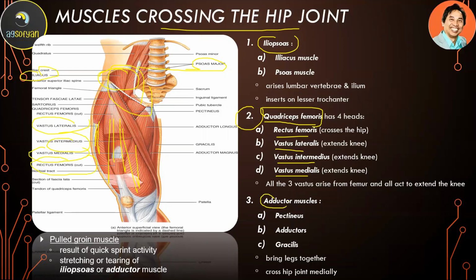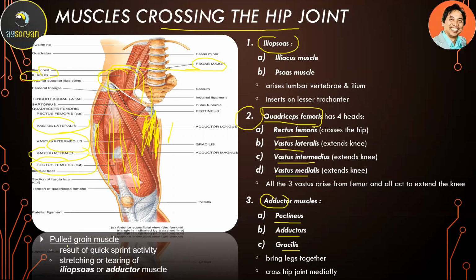And then the adductor muscles, of course, are going to be in the middle area, in the groin area over here. This consists of pectineus, adductor, and gracilis muscles. So this is the group that performs adduction.